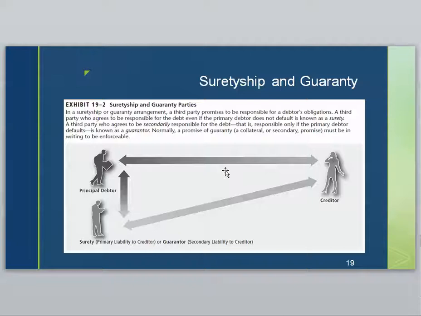So our surety has a relationship with the principal debtor. The debtor and the surety have a relationship. But then they both have a relationship with the creditor, who our debtor has made a promise to, and now our surety has also either been primarily liable or secondarily liable to that creditor.